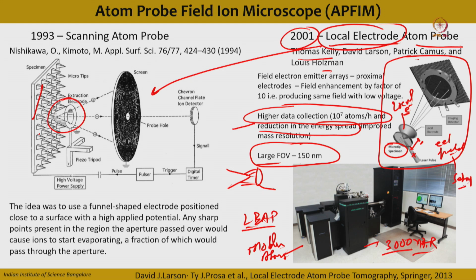Okay, and in this setup I will come to the construction of this local electrode atom probe later. And here this is the imaging detector. I will tell more about how the imaging detector developed, which led to the collection of a high number of atoms per unit time.